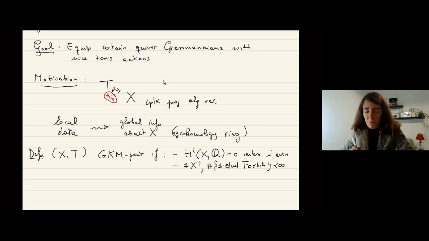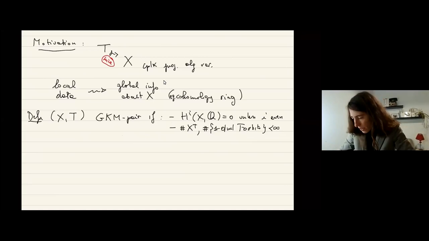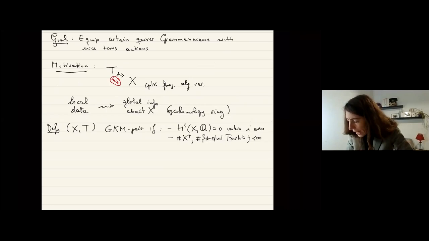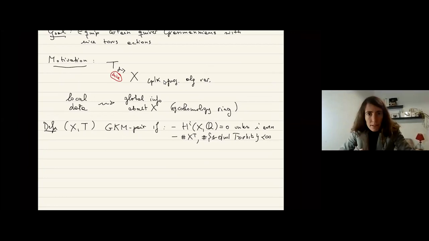So GKM comes from Goresky, Kottwitz, MacPherson, and it is because, as I'm going to recall in a few minutes, it's a version of the localization theorem. Okay, a very famous paper from 1998. So why do I say nice? Well, from now on, let's say we have a GKM pair, and so we have a fact, which is the following.